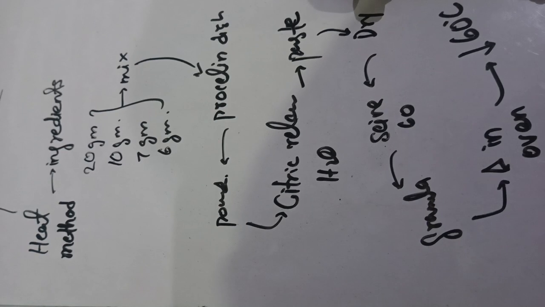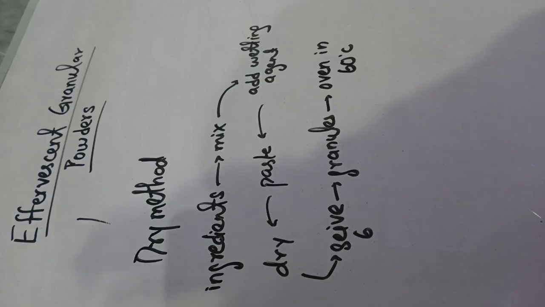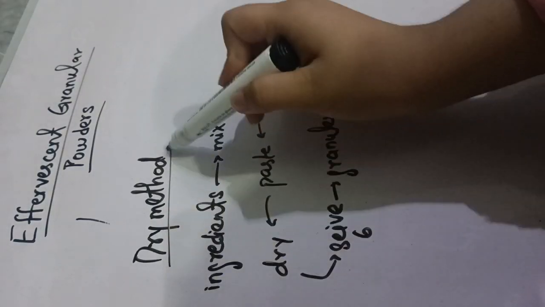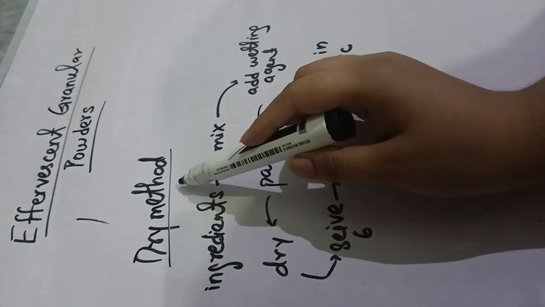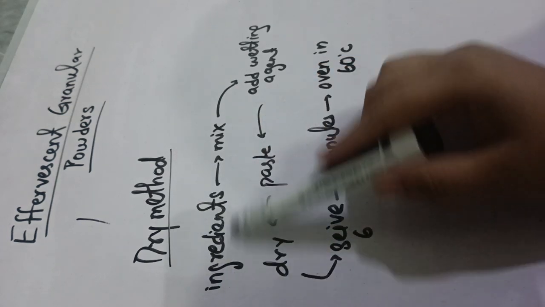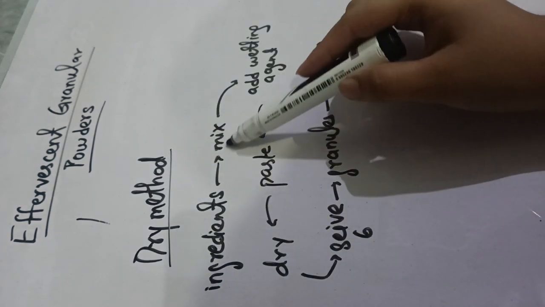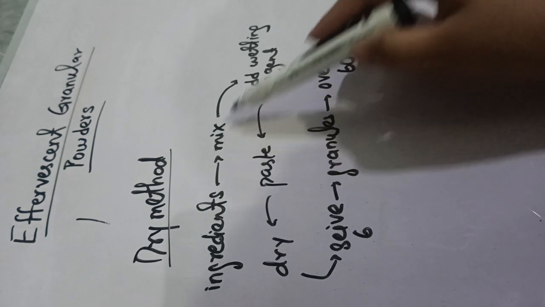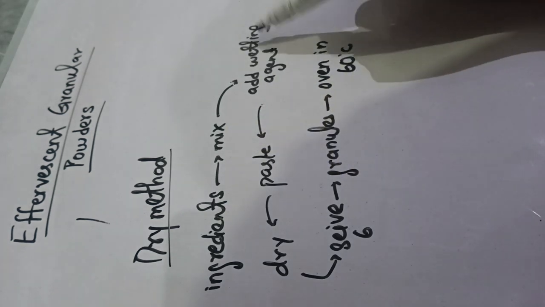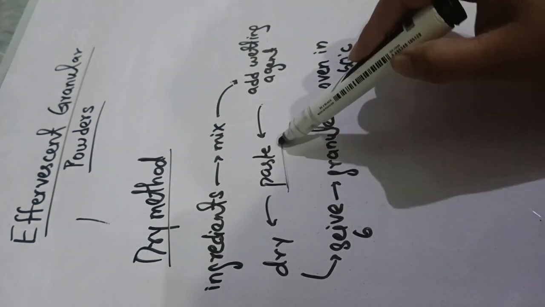Now let's move to the dry method. Now we are going to see the second method of preparation of these powders, which is the dry powder method. In this method, you will take your ingredients and mix them, and this is the dry mixing. Now you will add a wetting agent into it. What is the wetting agent? This can be alcohol. After adding it, it will become paste-like.